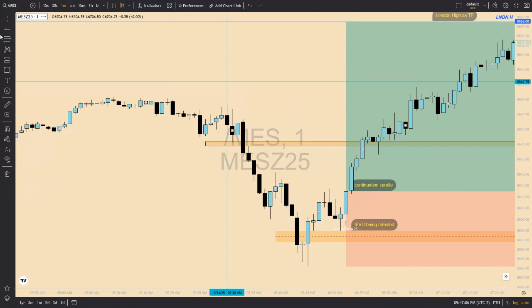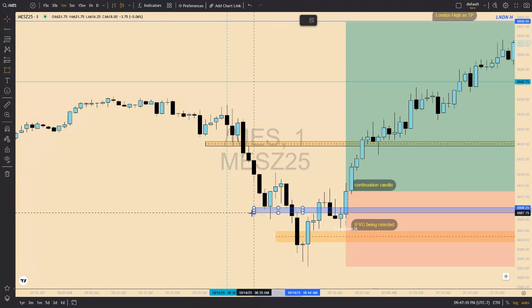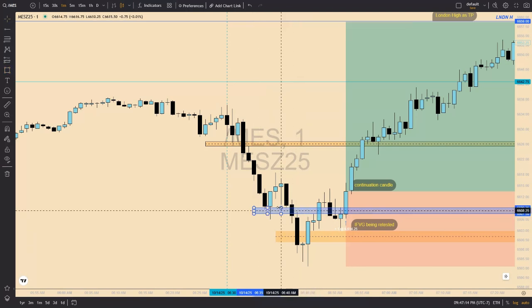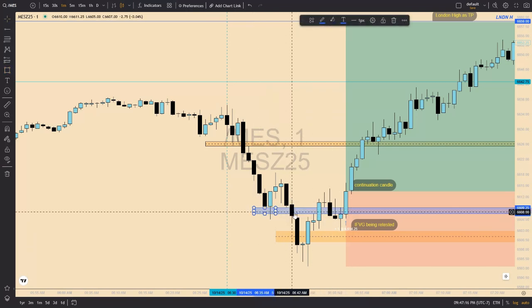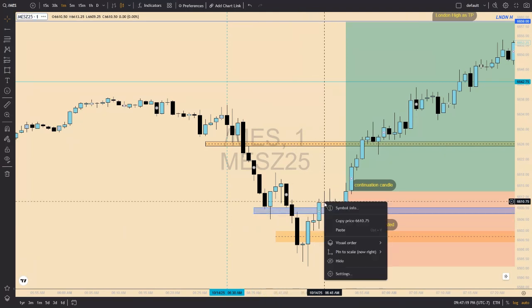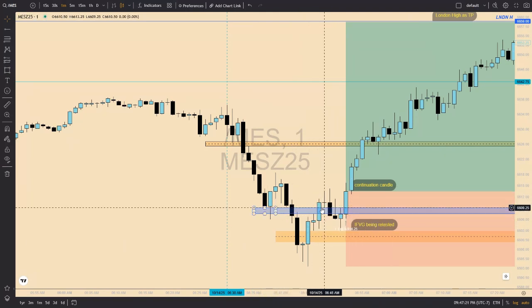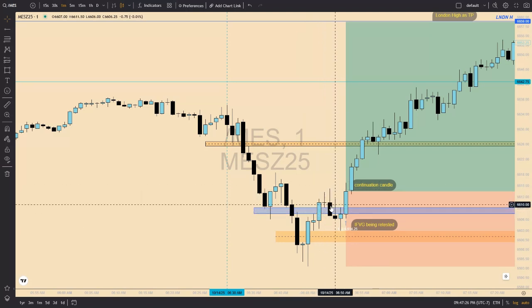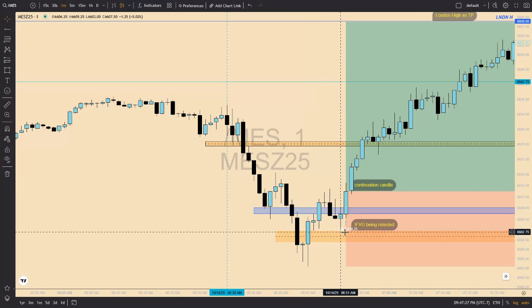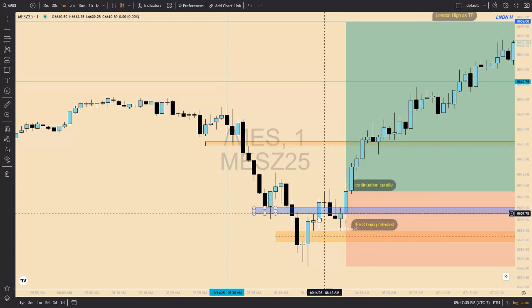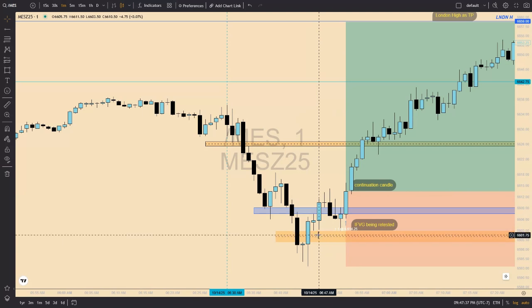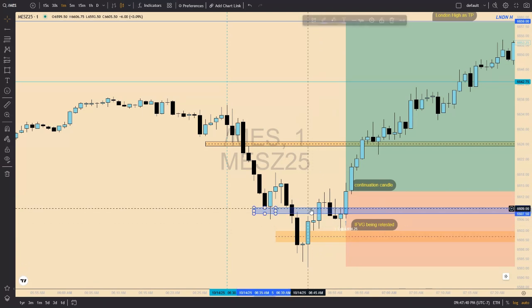Now, we actually did form a second inverse fair value gap right here, because we had one downside fair value gap right there and then one going to the upside. So there were two that I had marked out, and I was just waiting to see which one got tested and respected. We came down, touched right onto the border of this one. Didn't even go inside, but right at the border of it. And then we had the continuation back up. So that right there showed me that this is my fair value gap that I'm entering off of. I can go ahead and delete that one.